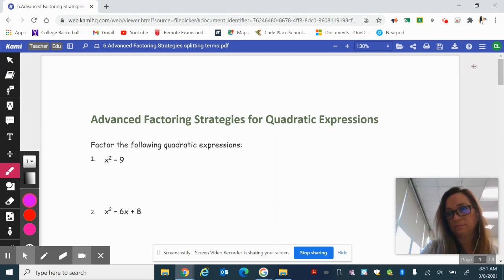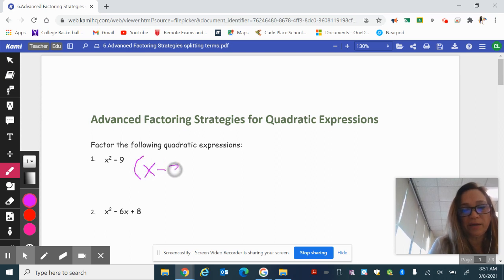All right. So this would be the difference of two squares. So I'm going to do x minus 3 and x plus 3. Difference of two squares.